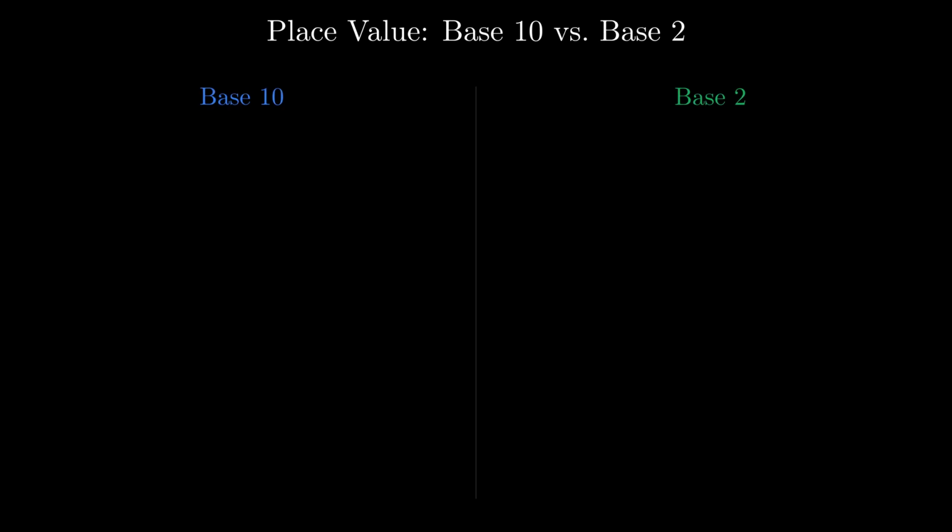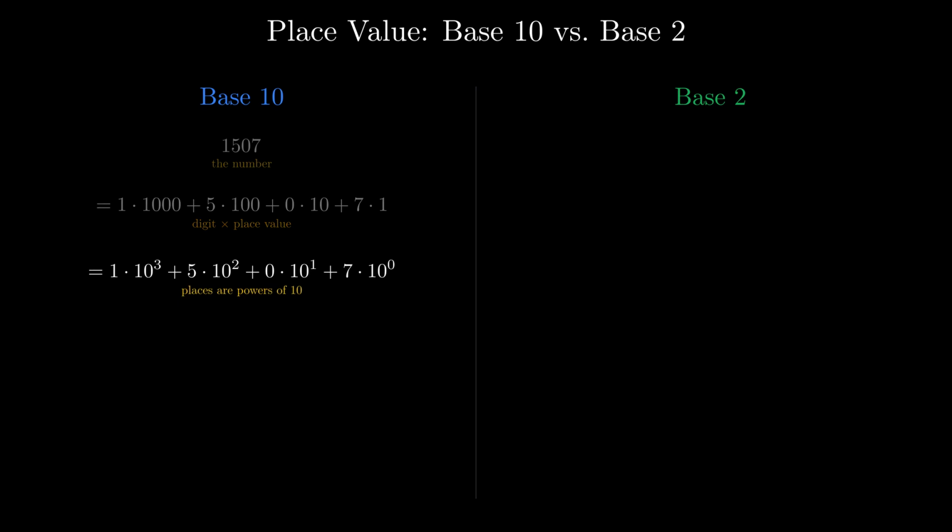Consider the number 1507 in base 10. We can decompose it as 1 times 1000 plus 5 times 100 plus 0 times 10 plus 7 times 1. Each digit, a value from 0 through 9, multiplies a power of 10. The rightmost digit multiplies 1, the next multiplies 10, the next 100, and so on. Each place is worth 10 times the one before it. Base 2 follows the exact same pattern with two differences. Each digit is only 0 or 1, and each place is a power of 2 instead of a power of 10.